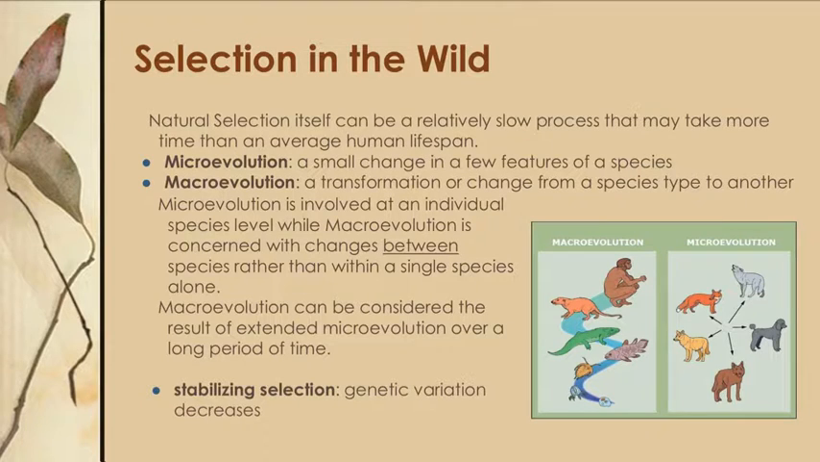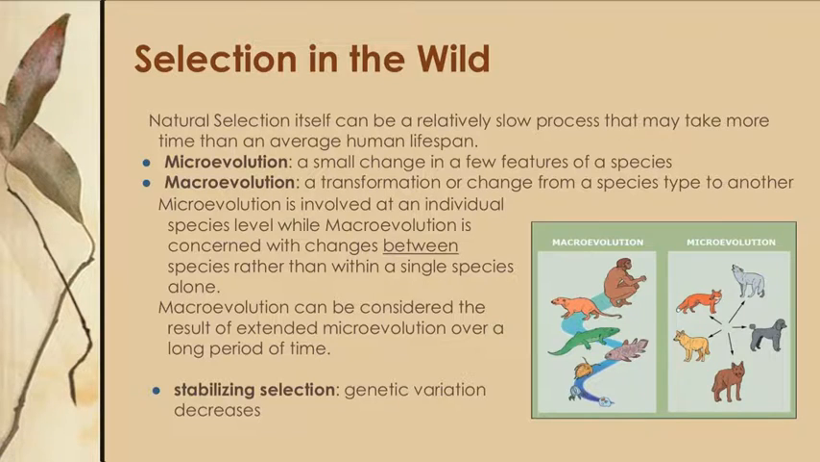Natural selection in the wild is a slow process in comparison to human-involved selection in a lab. Thus, we are more likely to observe microevolutionary change, where we see small changes in a few features of a species. Microevolution occurs from mutation, selection, gene flow, and genetic drift. Macroevolution can be considered the result of extended microevolution, where changes occur between species.